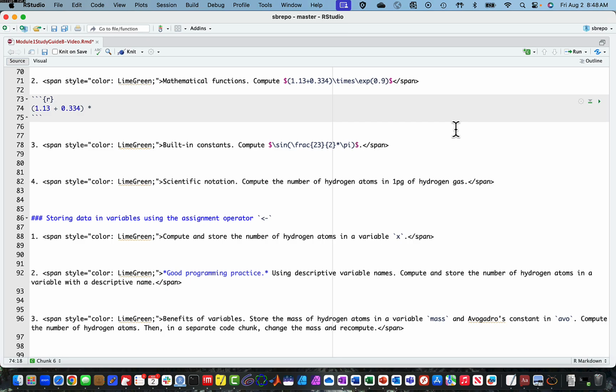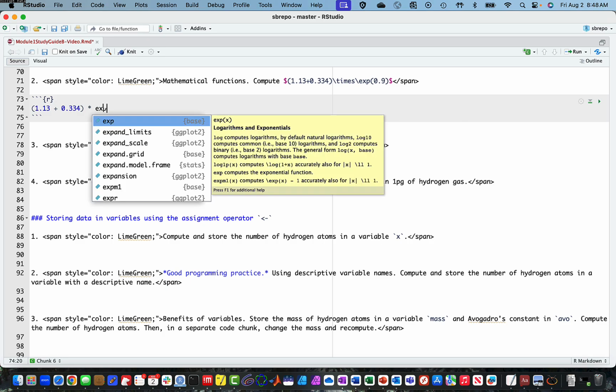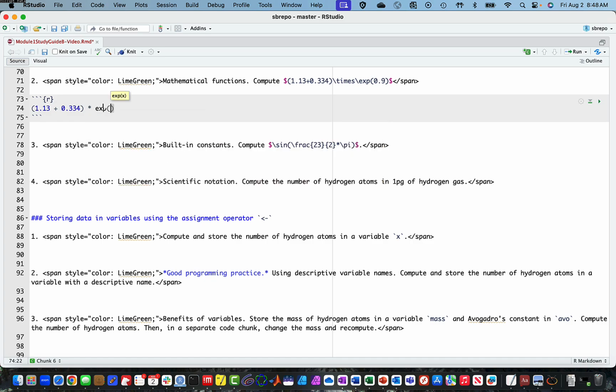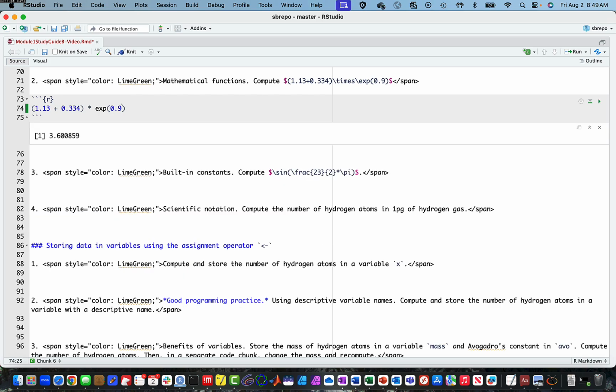There are functions predefined in R. So if I start typing the function exponential, it shows me a list, or I can see that list by typing tab, and then I can hit return to choose that function, and that's the predefined exponentiation function in R, and we'll say 0.9, and then we can go ahead and evaluate that chunk by Control Shift Return, and we get the answer. In this case, it happens to be 3.600859.